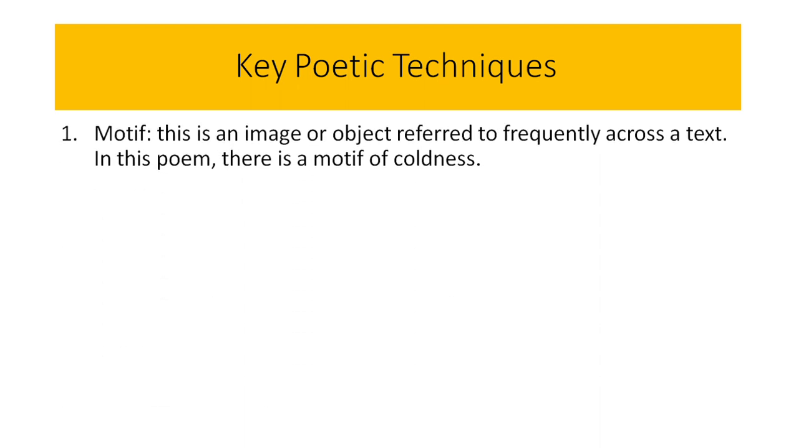Okay, so the first technique that we're going to look at in this poem is a motif, which is basically an image or an object that's referred to frequently across the text, something that keeps coming up in the poem, or it could be across a whole novel. So motif is how we say that. And in this poem, there's a motif of coldness. So we're going to look at that today across stanzas 1 and 2.